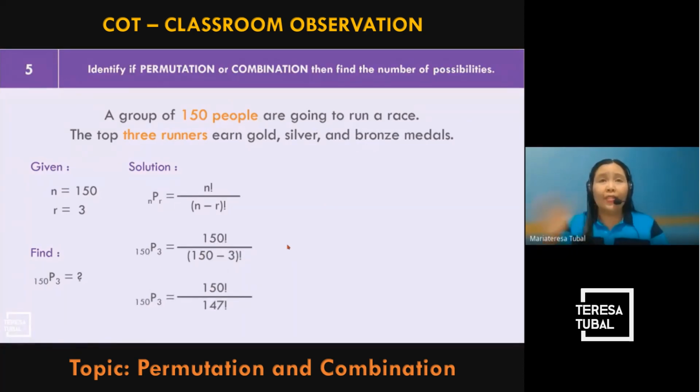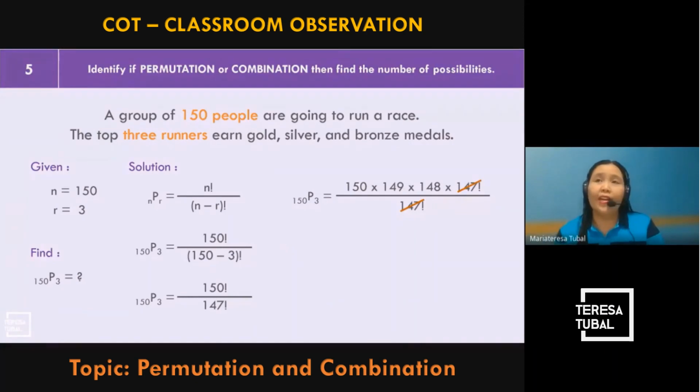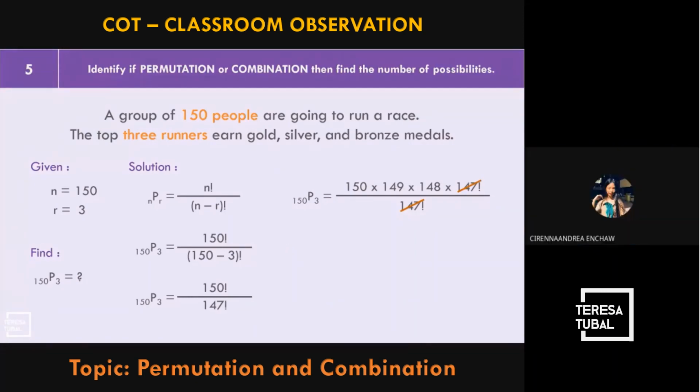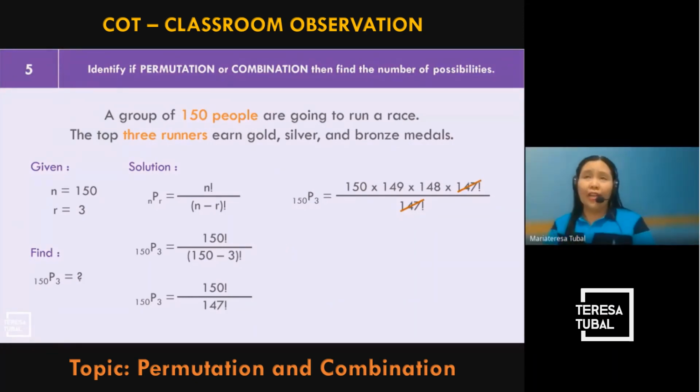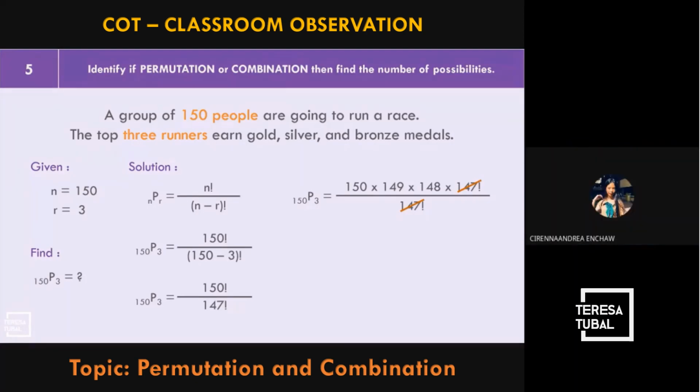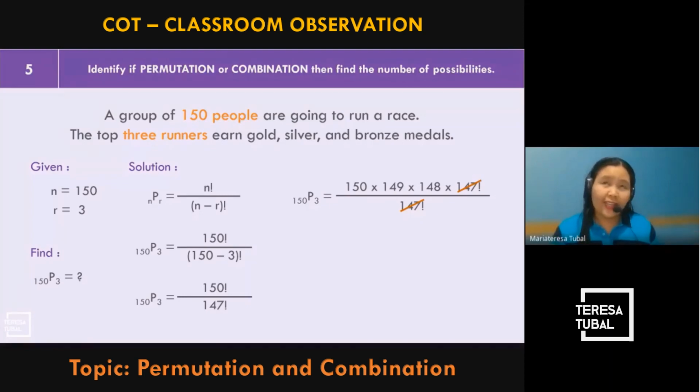Kailan tayo mag-stop for the numerator to cancel? So 147. Okay, very good. So 150 times 149 times 148 times 147. So as you can see, cancel. Can you multiply 150, 149, and 148? Yes, Chow? 3,307,800. 3 million.